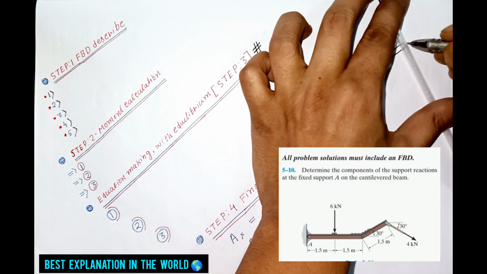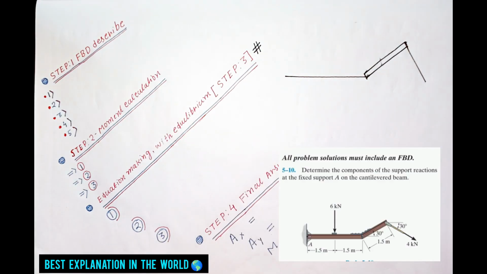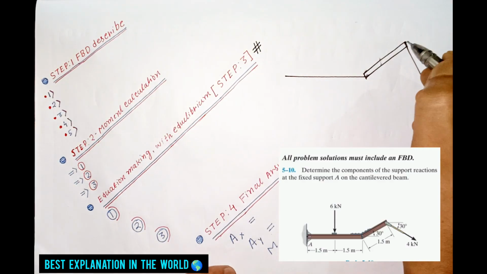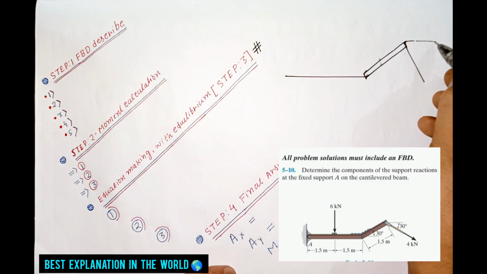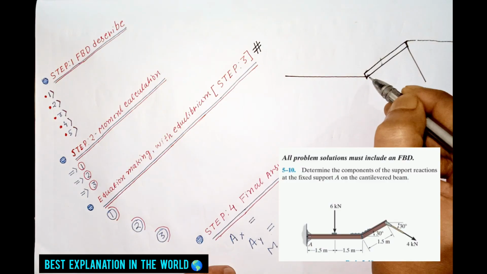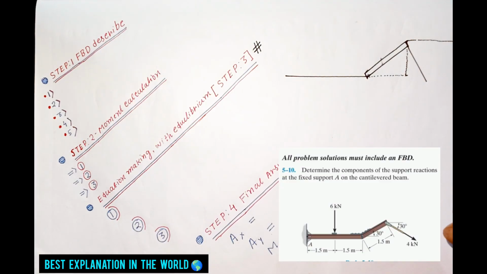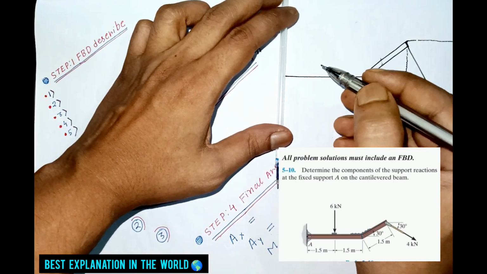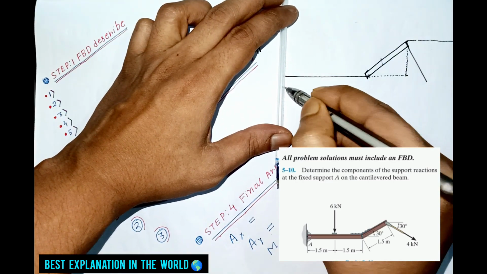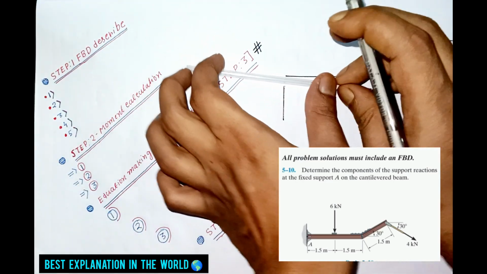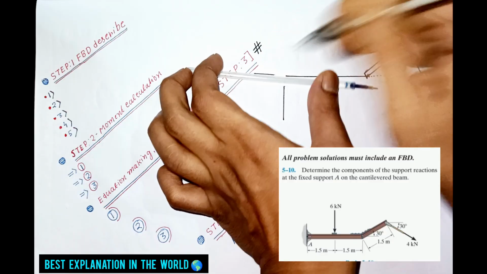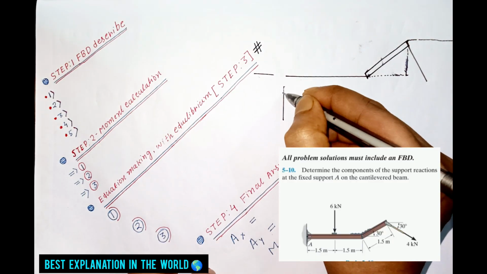First of all, I draw a free body diagram. Then I will explain it to you in such a way that you will never forget it in your life. You have to copy the exact drawing as I drew it, otherwise you won't understand. You can check out the playlist for each and every part of this chapter. Anyway, let's get to step number 1.